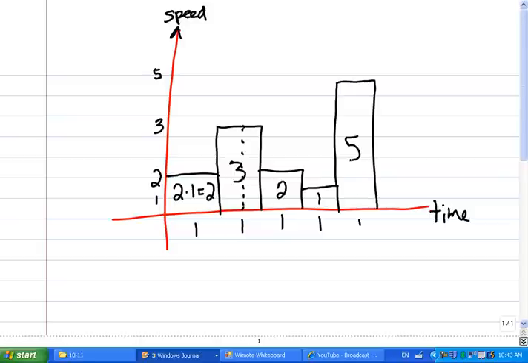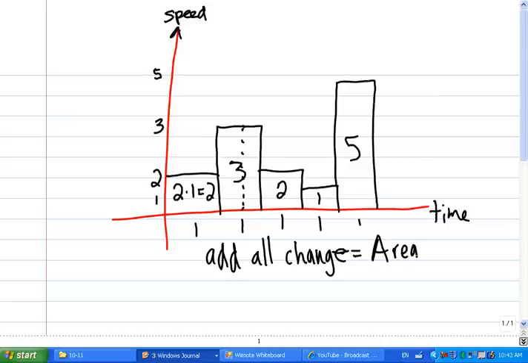So if I add up all the change, that's equal to the area. I'm adding up every instant of my speed times how long I ran that far. So in this instance, it's going to be 7, 8, 13 miles.